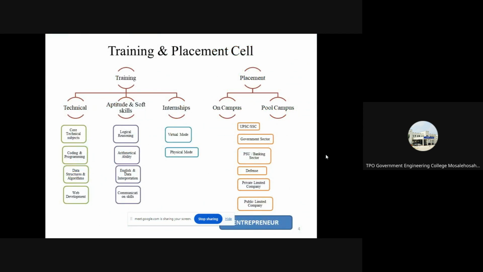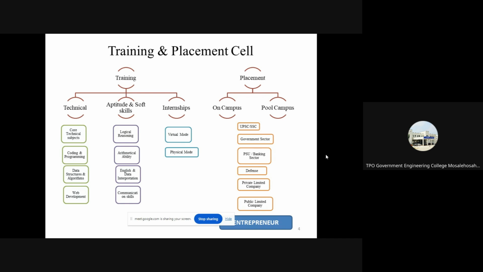Very quickly, we'll run through the training and placement activities we are into. Generally, it is divided into two parts: training and placement. In training, the placement cell looks after the technical, the core competence, the core technical subjects, irrespective of CS, EC, mechanical, electrical. All core competence subjects play a very important role, but students have to be trained in the technical subjects.